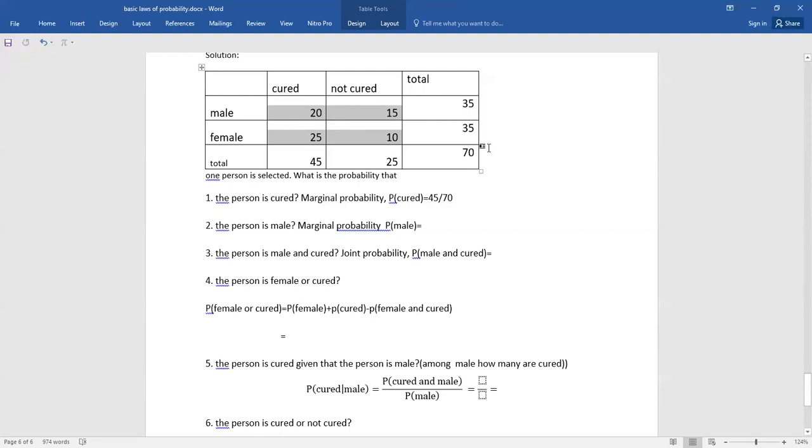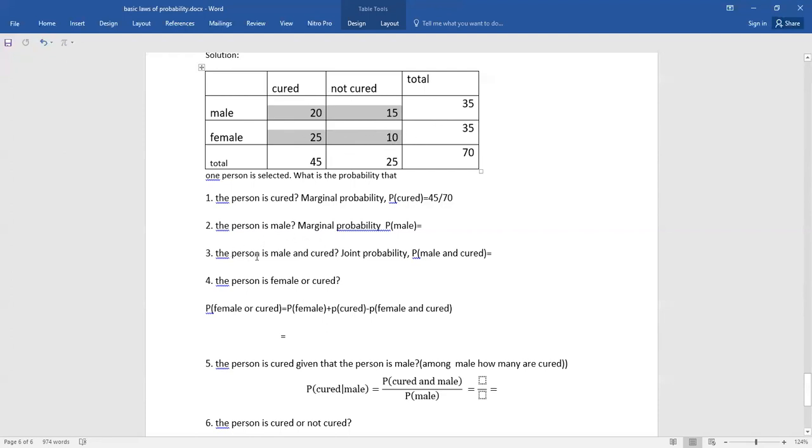If there are 2 rows and 2 columns, there are 4 marginal probabilities. Also, inside there are 4 joint probabilities: male and cured, male and not cured, female and cured, and female and not cured. These are the 4 joint probabilities.